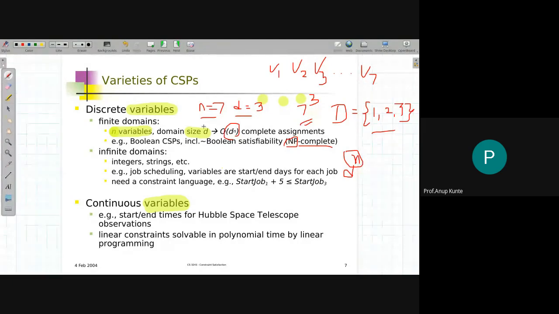With n variables and domain size d, the count of complete assignments is d raised to n. That is big O of d raised to n, the order of checks that I would require in order to get the solution instance. Okay, we'll talk more about this in the upcoming lecture.